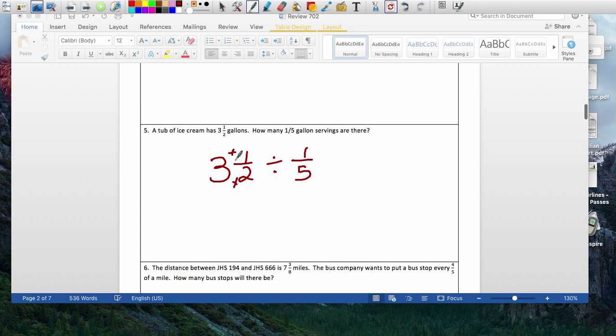Times, right? So 7 over 2 times the reciprocal, and we get 7 times 5 is 35 over 2. 2 goes into 35 17 times and a half. So we can get 17 full servings of 1/5 gallons, okay, and a half.